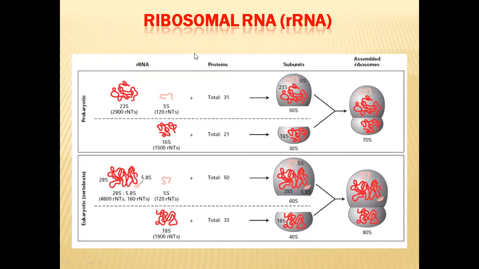Coming to the third type of major RNA, that is ribosomal RNA, or rRNA. rRNAs are very small chains. These ribosomal RNAs are very important in the formation of ribosomes. Several types of ribosomal RNAs are present, and in prokaryotes there are 23S rRNA, 5S rRNA, and 16S rRNA. So three types of rRNAs are present in prokaryotes.